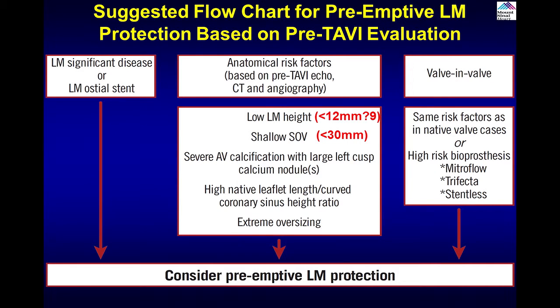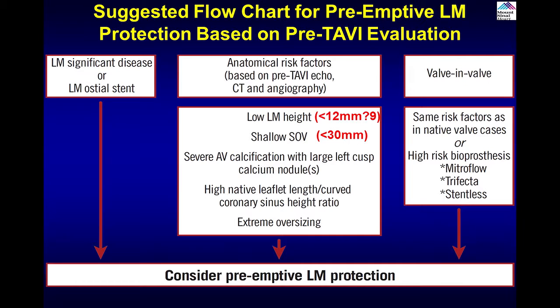So to sum it up, the suggested flow chart for the preemptive left main protection based on the pre-TAVI evaluation: if you have significant left main disease, put a stent. Done. If you have high-risk anatomic features or valve-in-valve, so basically low left main height, less than 12 millimeter, and the data from the surgical cardiothoracic study says for women it should be 9 millimeter, and shallow sinus of Valsalva less than 30 millimeter, severe calcification, high native leaflet and extreme oversizing, you do a preemptive left main protection.